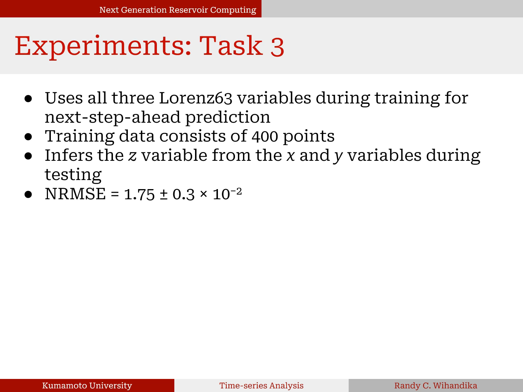For the last experiment, it uses all 3 Lorenz 63 variables. So there are 3 variables during training for next step ahead prediction. And the training data consists of only 400 points, and it infers the z variable from the x and y variables during testing. So the x and y variables are used in the training, and it infers the z variable. And the result is 1.5 plus minus 0.3 by 10 to the power of minus 2, and that's also quite small.